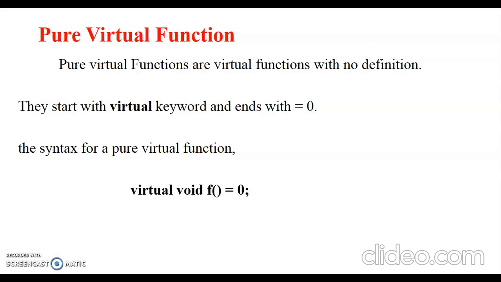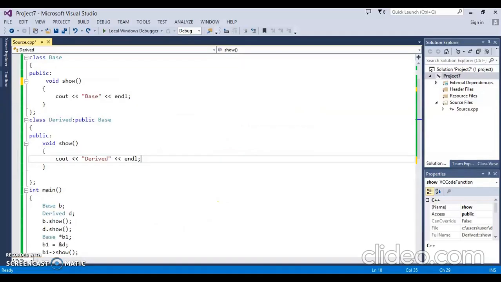The last thing is the pure virtual function. Pure virtual functions are virtual functions with no definition. When you are not defining a virtual function, that is called a pure virtual function, and it starts with the virtual keyword and ends with = 0. For example, virtual void f is a virtual function, and if you do not want to define it, you will write = 0. Once we write = 0 for a virtual function, this is called a pure virtual function. Where we use pure virtual functions, we will discuss later, but as of now you should understand what pure virtual functions are.